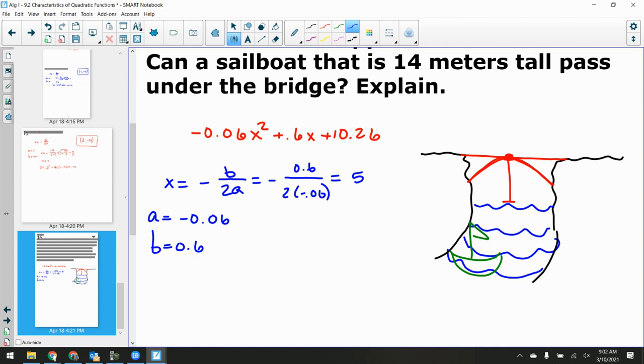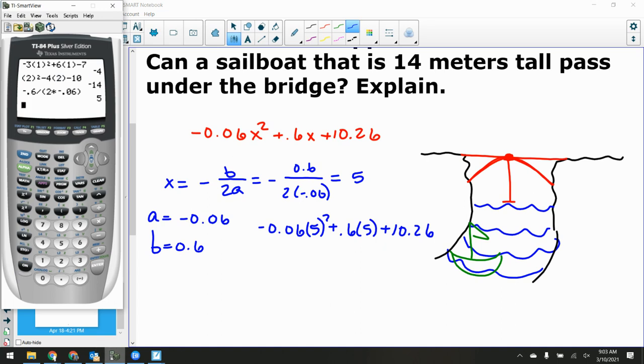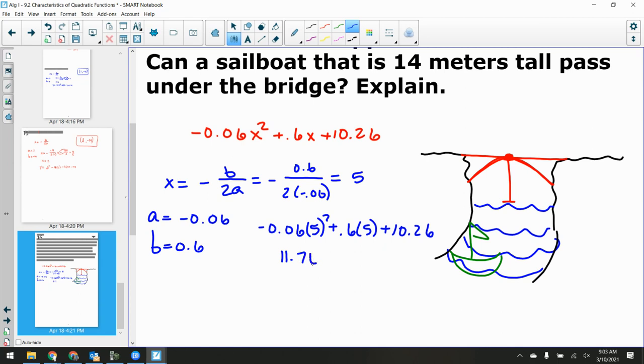So let's plug that in. So negative 0.06 times 5 squared plus 0.6 times 5 plus 10.26. Let's figure out where that ends up. Negative 0.06 times 5 squared plus 0.6 times 5 plus 10.26. 11.76. So I know the vertex is at 5, 11.76.